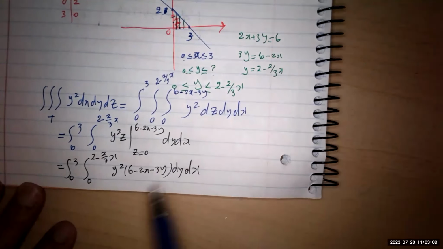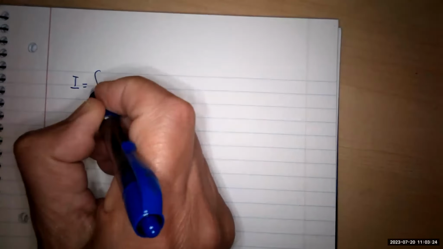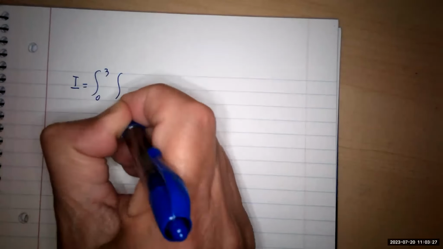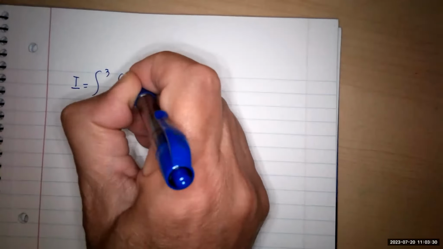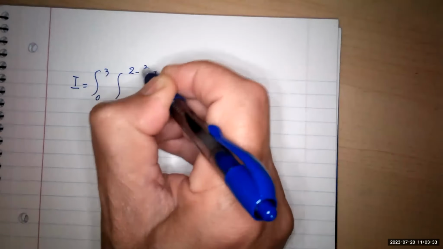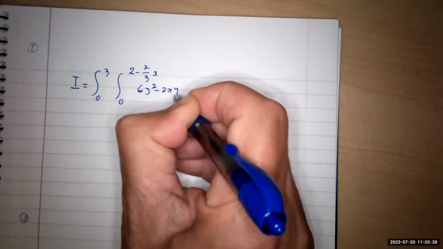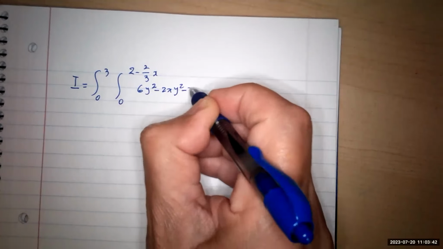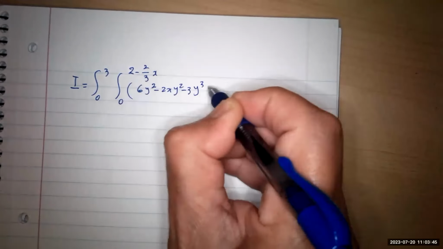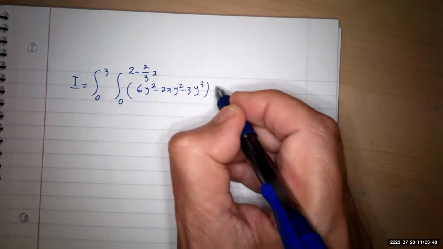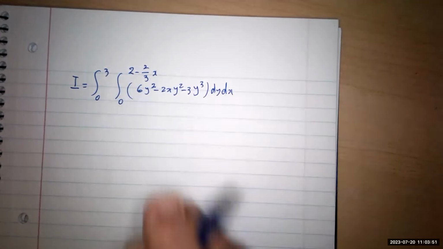So I multiply the y squared inside. That gives me 6y squared minus 2xy squared, and that would be negative 3y cubed. So I continue. I call it I to continue my integral. So I have 0 to 3, and 0 to 2 minus 2/3 x. If you multiply it inside, that gives you 6y squared minus 2xy squared and minus 3y cubed, then I have to find the dy dx integrating.